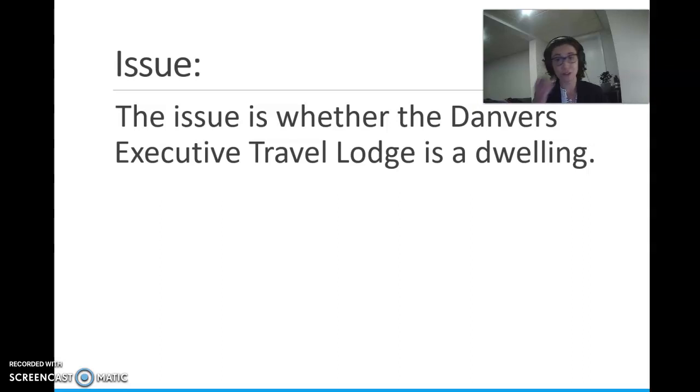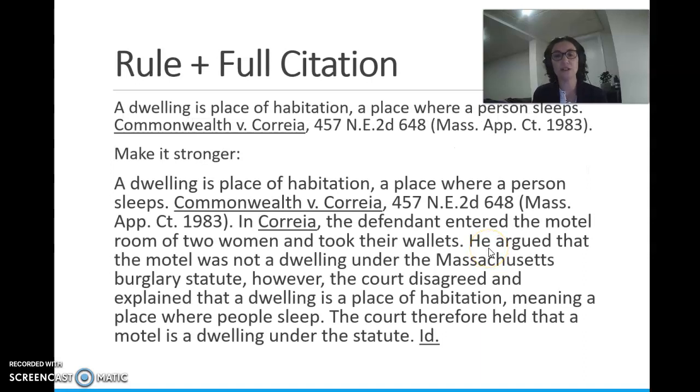Okay, so let's move on to the rule, because that's where we get a little bit more meat to our work. Now, I know this looks a little long, so what I recommend doing is pausing the video, reading this, and then coming back. All right, remember, right after your issue sentence, the very next sentence must be a rule.